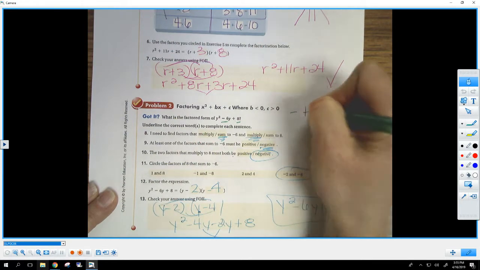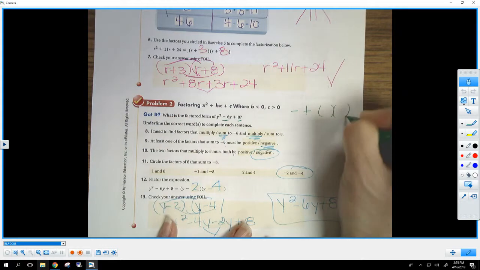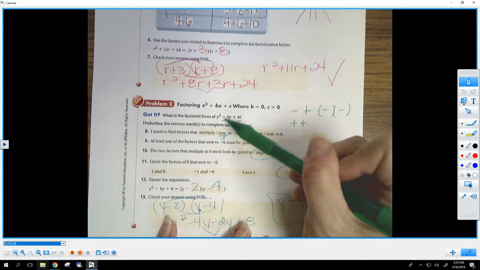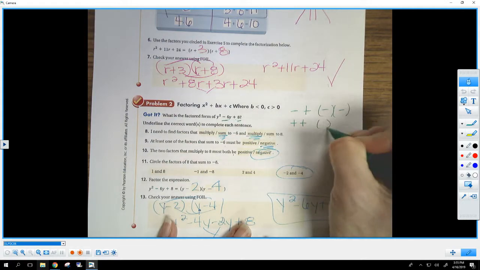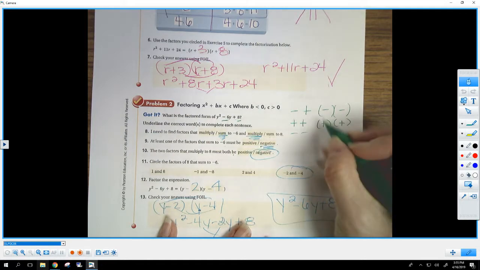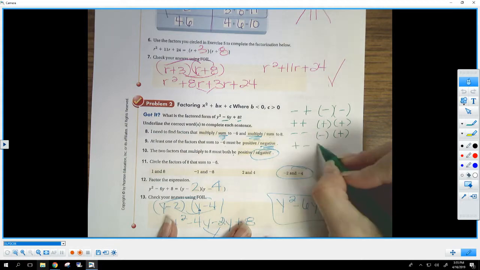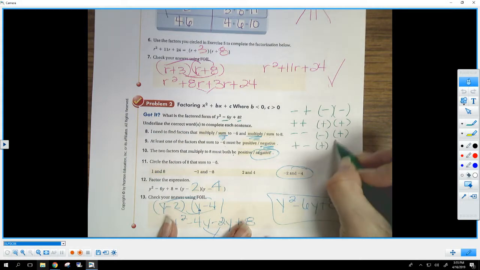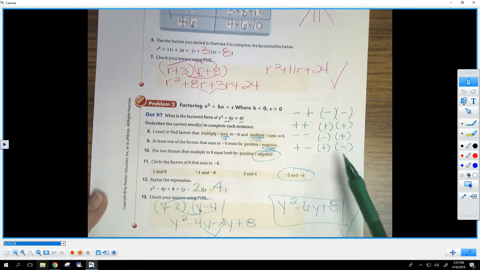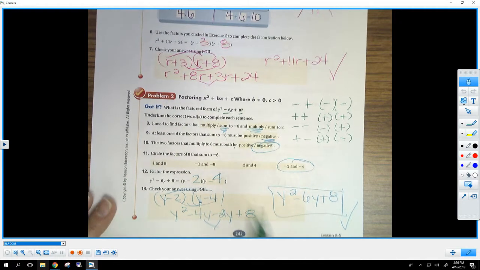Remember that if in my trinomial, I have a negative and a positive, inside my parentheses will be negative, negative. If in my trinomial, it's positive, positive, in my parentheses, both will be positive. If in my trinomial I have negative, negative, one will be negative, one will be positive. And the same goes for if I have a positive and a negative. One factor has to be positive, one has to be negative. And remember that the order of these does not matter, okay?